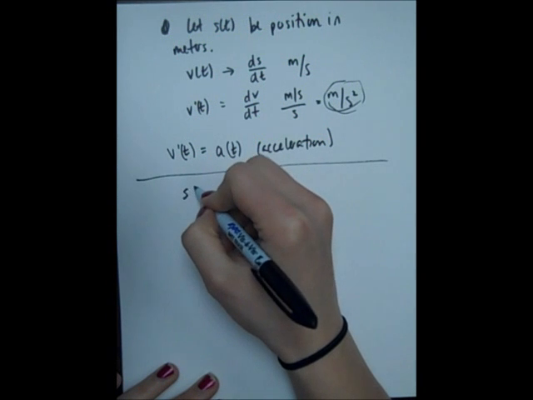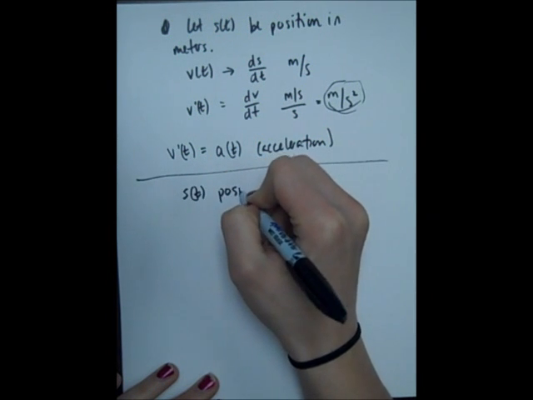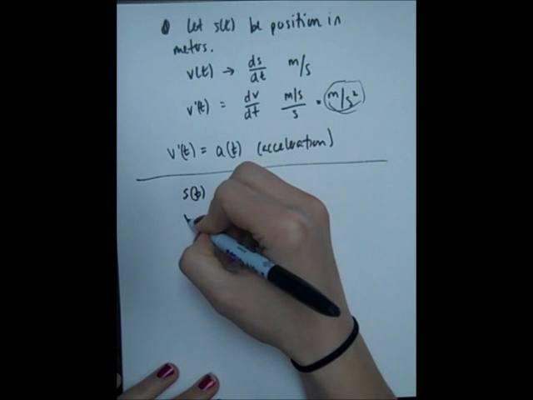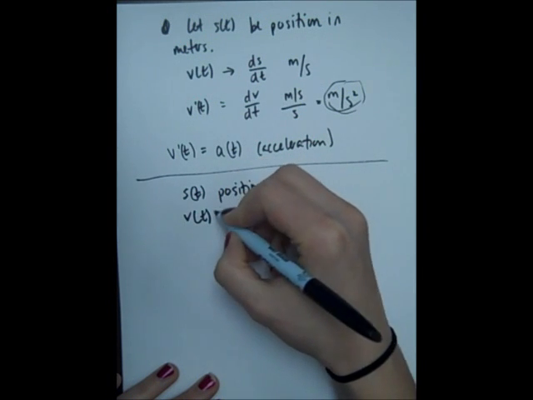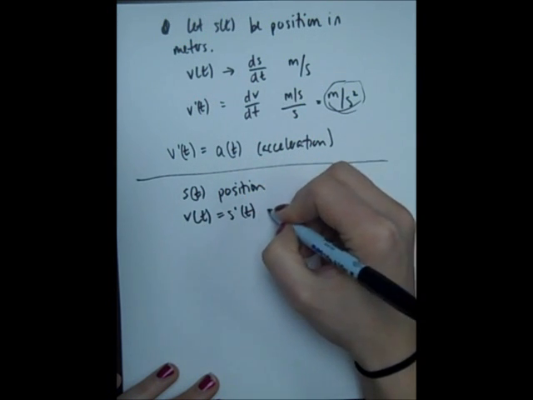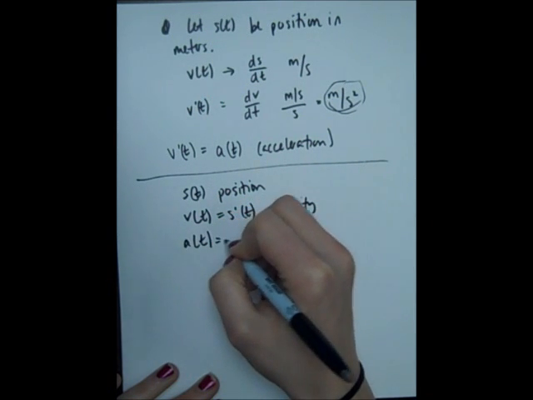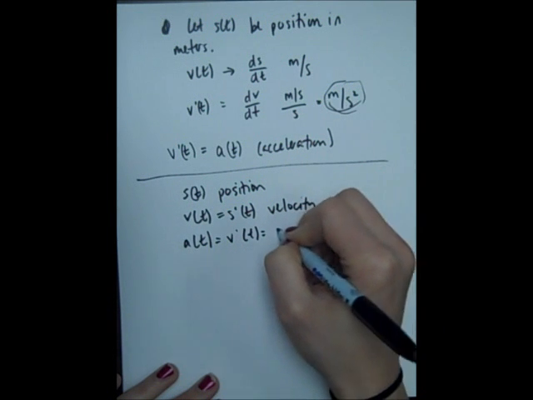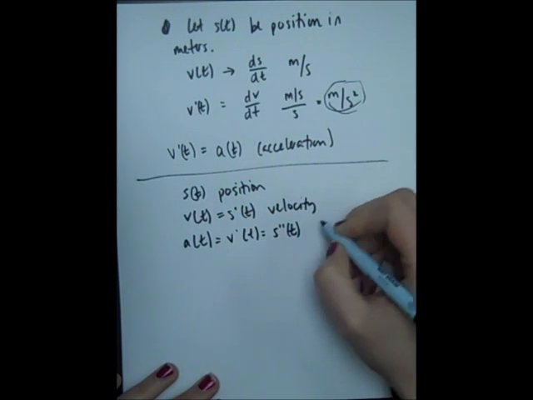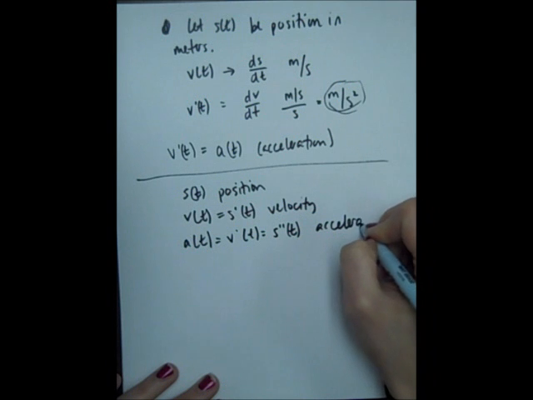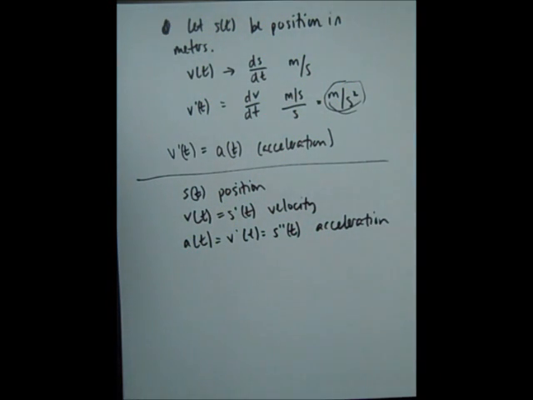So what to take away from that? S of t is position. V of t, which is equal to s prime of t, is velocity. And then a of t, which was v prime of t, which is the second derivative of the position, is your acceleration. There is a third derivative called jerk. We're not really going to do much with that, but if you do know what the next formula is, it's the jerk, and that's the third derivative of position.